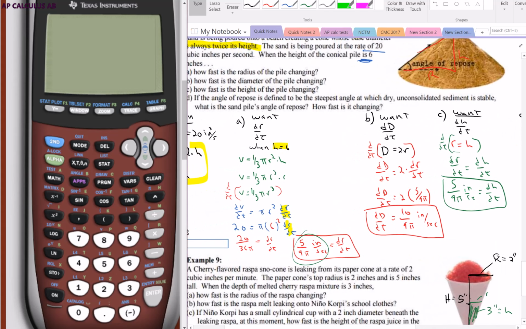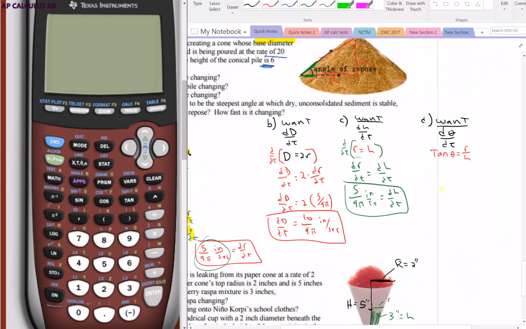It says the angle of repose is defined to be the steepest angle at which dry, unconsolidated sediment is stable. So each type of sediment would have a different angle of repose, right? Like sand would have a different one than clay. And obviously clay would be really high because you can stack it up, but then that would be different than salt, which would be different than sugar, which would be different than just some dry dirt. But the angle of repose is basically the angle that it forms with the ground as it gets stacked up, right? We want to know what is the sand pile's angle of repose and how fast is it changing.